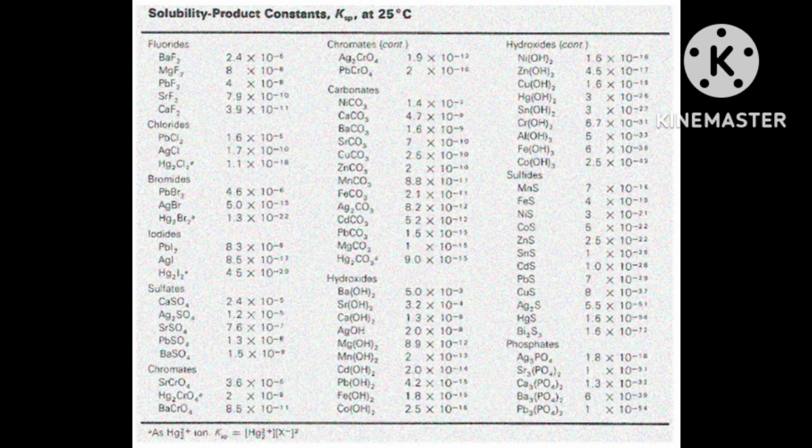Question I am reading. Calculate the molar solubility of nickel hydroxide in 0.10 M NaOH solution. The ionic product of nickel hydroxide is given as 2 into 10 to the power minus 15, the same value I discussed. This is the ionic product of nickel hydroxide.